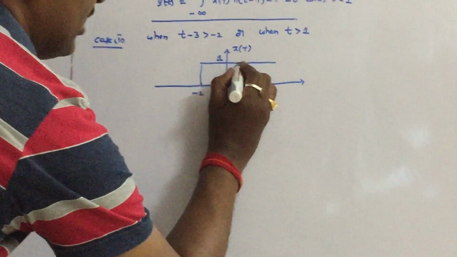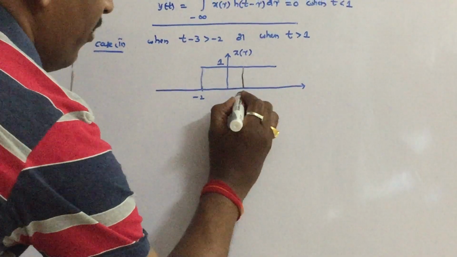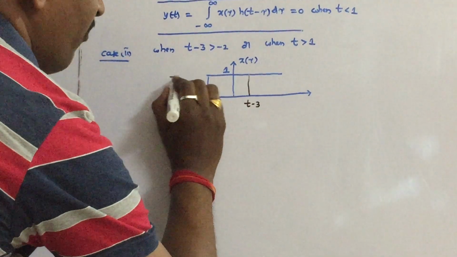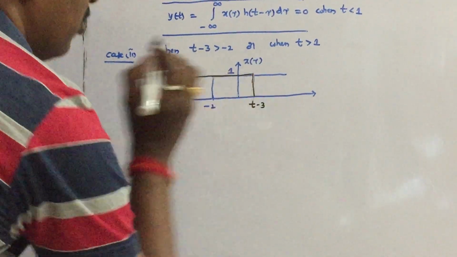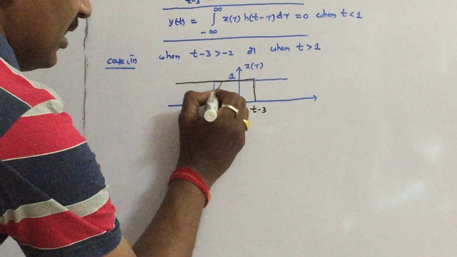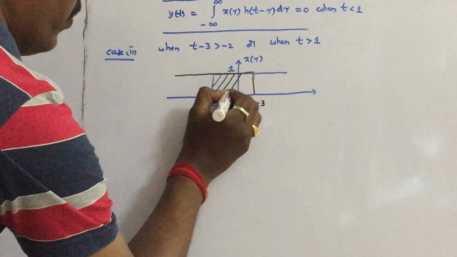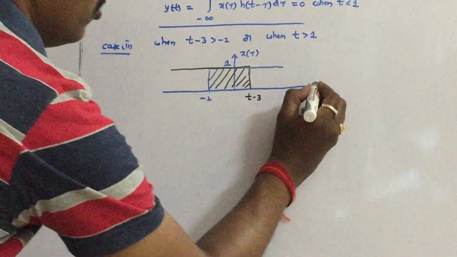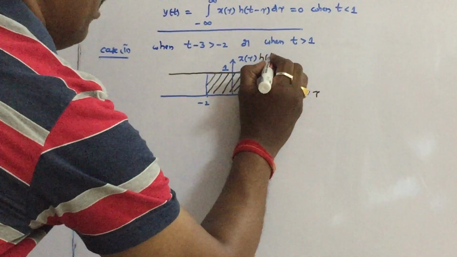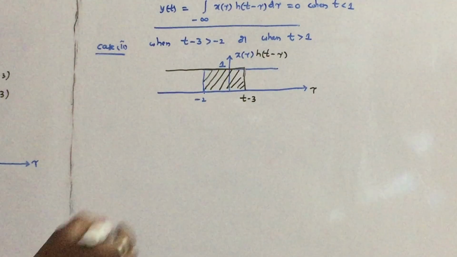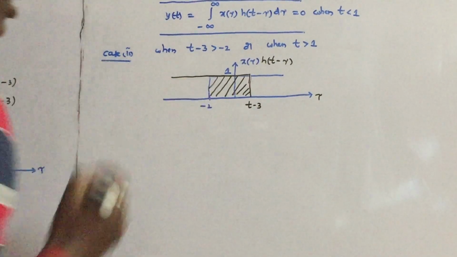Because t minus 3 is greater than minus 2, you can try anywhere. The amplitude is also 1. This is the common area between these two graphs. This is tau, and h of t minus tau. The common area exists from minus 2 to t minus 3.